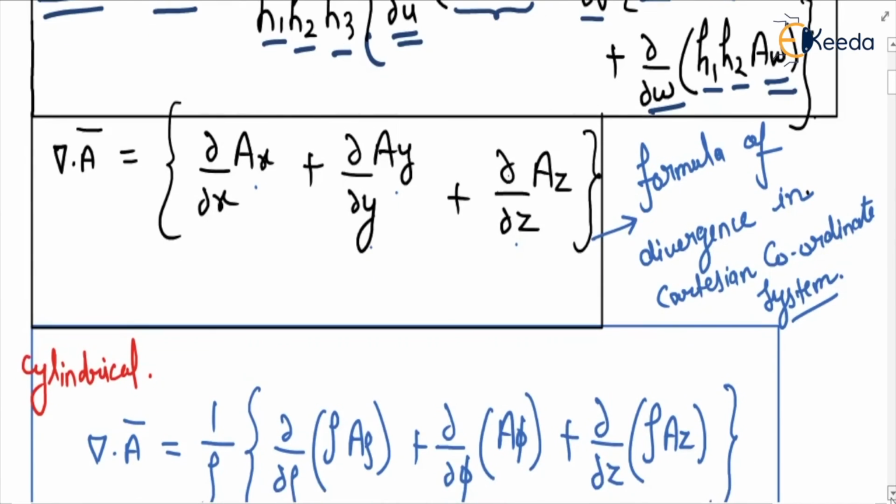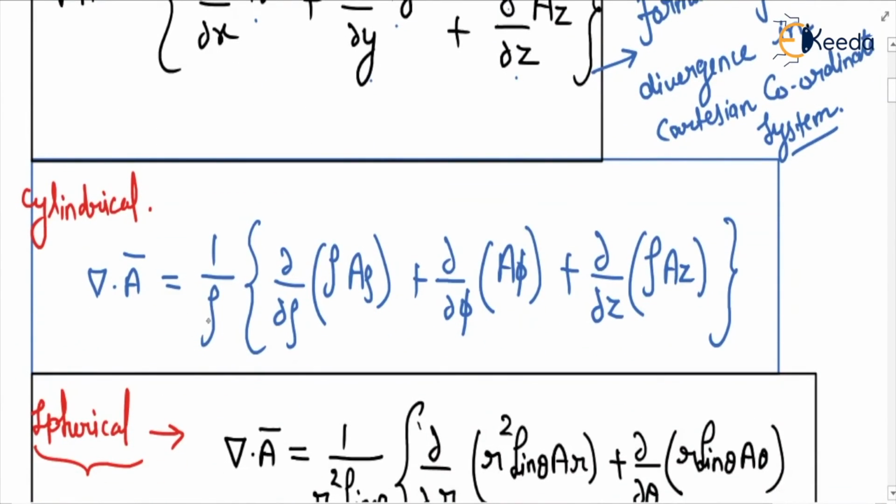Now, in the cylindrical coordinate system, 1 upon the product of h1, h2, h3, which will be rho here. Then del over del rho of rho A rho, plus del over del phi of 1 times A phi, plus del over del z of rho Az. So this is the formula of divergence in the cylindrical coordinate system.